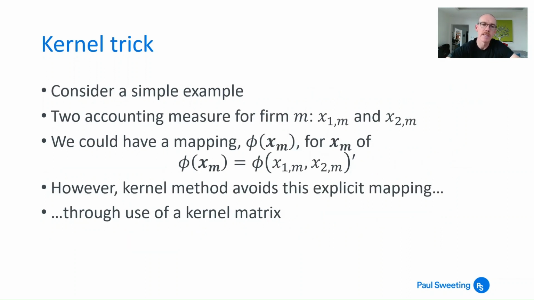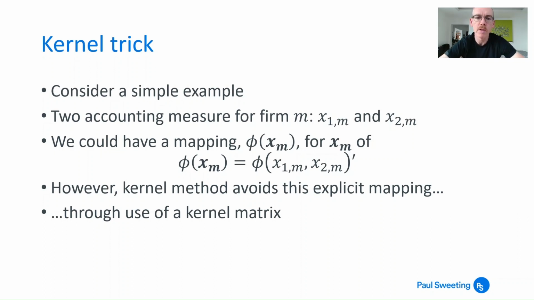So here is a simple example. Say you've got two accounting measures for a firm m, x1m and x2m. So it could be, say, EBIT over assets could be x1 and log of assets over liabilities could be x2. We could have a mapping of xm, which would be phi of xm, and this is equal to phi of (x1m, x2m) transpose.